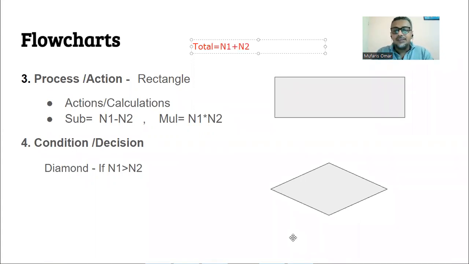these two numbers, right? So here again, see, we have this process. You can note down the process, or actions, or calculations, like the subtraction or multiplication, whatever. For all the processes, you have to use the rectangle. So, rectangle. Note down the third one: for the process or actions, we use a rectangle. And write down this also: actions or calculations.